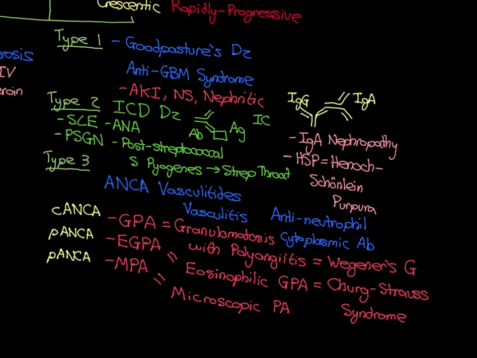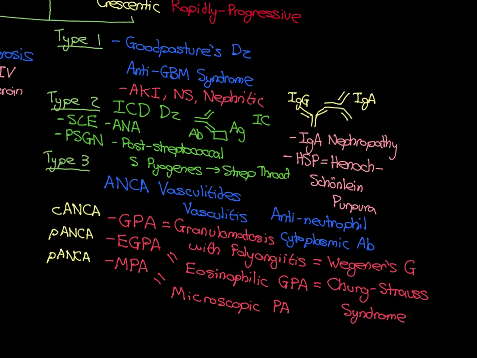So type 1 was Goodpasture's disease or anti-GBM syndrome, where you produce an antibody that's directed against a protein within the glomerular basement membrane, and it hits both the lungs and the kidneys. Type 2 is immune complex deposition diseases, the four major examples being lupus, post-streptococcal glomerulonephritis, IgA nephropathy, and HSP. These all result in circulating immune complexes that can deposit in the glomerular basement membrane and cause glomerulonephritis.